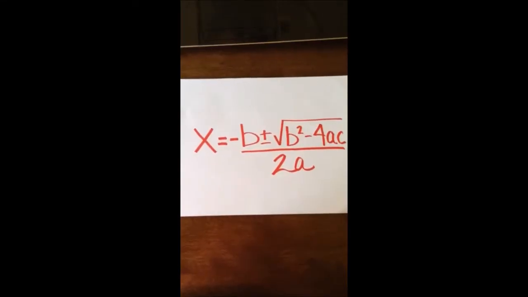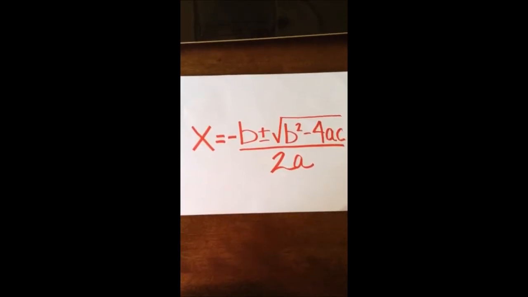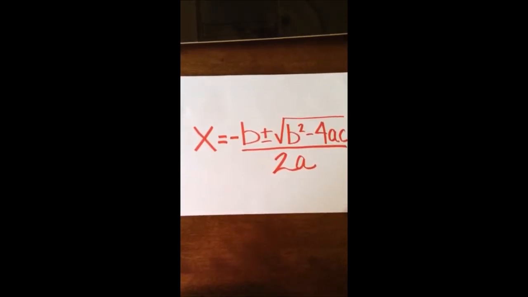x equals the opposite of b plus or minus the square root of b squared minus 4ac, all over 2a.